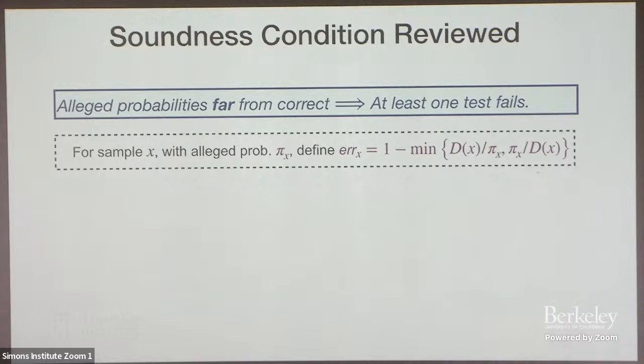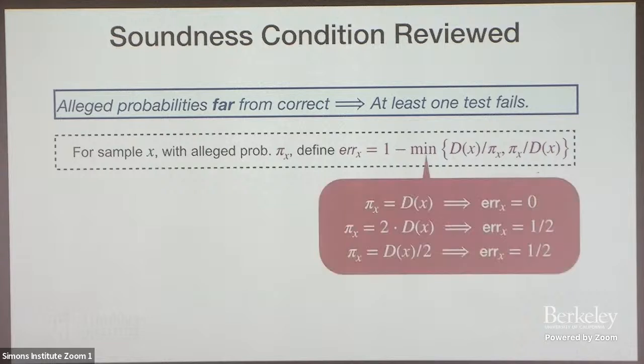For some sample x that has some alleged probability pi of x, we will define the error over x to be this expression here. You can think of it as some multiplicative quantification of how far pi of x is from d of x. So you can see that if pi of x equals d of x, then the error is 0, and we're all good and happy. But if it's twice as large or half as large, then the error would be half.